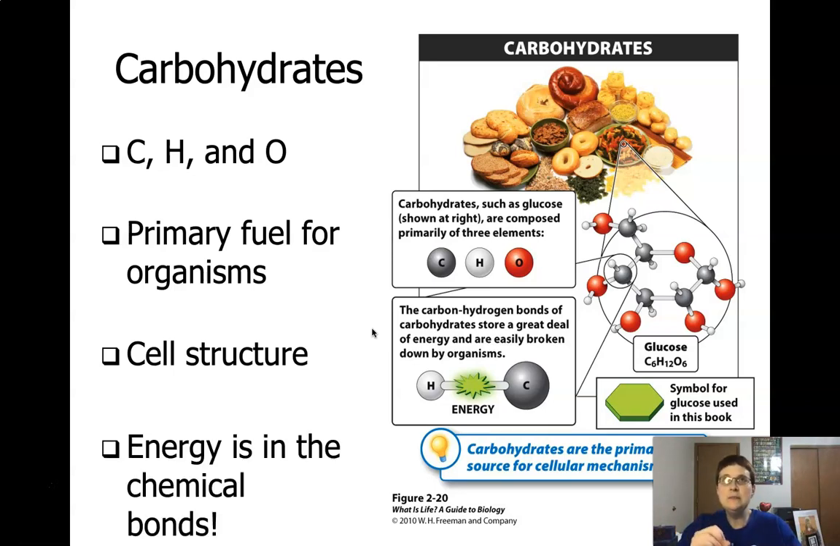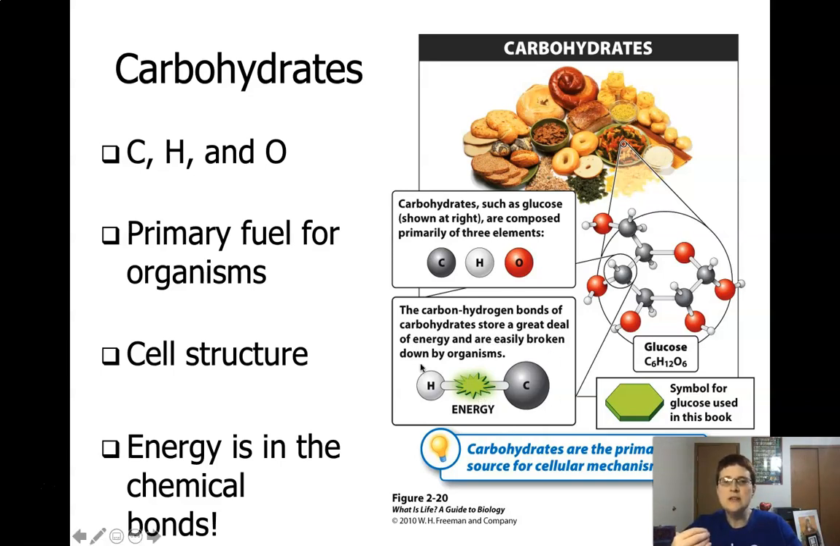And where is the energy? The energy is going to be in the carbon-hydrogen bonds, the bonds between the carbons and the hydrogens. You can see there are oxygen-carbon bonds and oxygen-hydrogen bonds. You can get some energy out of those, but the main energy is going to be in these carbon-hydrogen bonds. These store a lot of energy and are easily broken by organisms compared to the other ones. That's what the energy is going to be harvested out of for the carbohydrates.